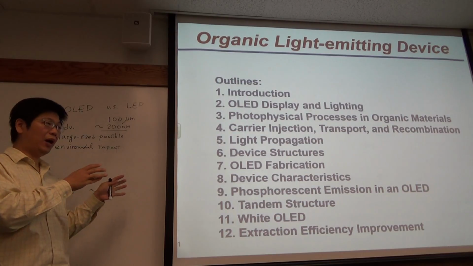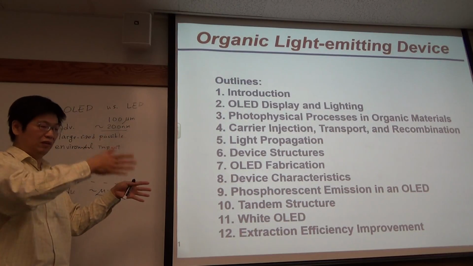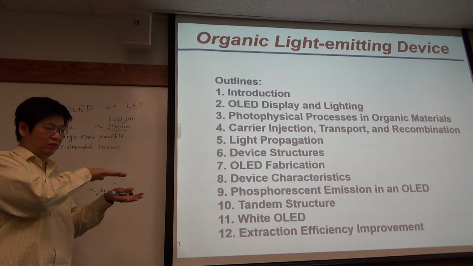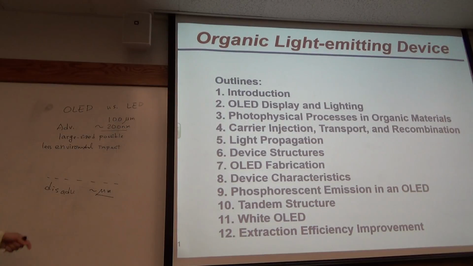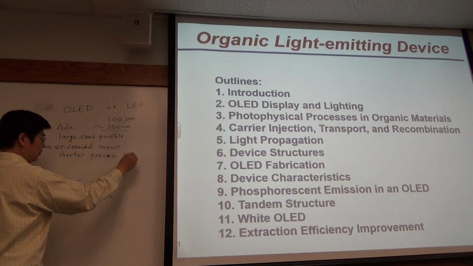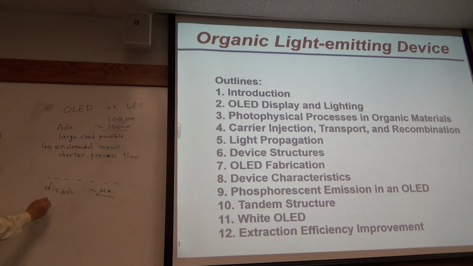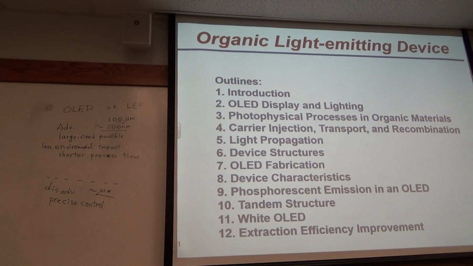So possibly the whole process flow is shorter. You don't need many steps. But actually, that is very critical in fabrication, this kind of thin film. Okay, so we can say it's the shorter process flow. But the disadvantage may be the precise control. Something like that. Any other things you think about?